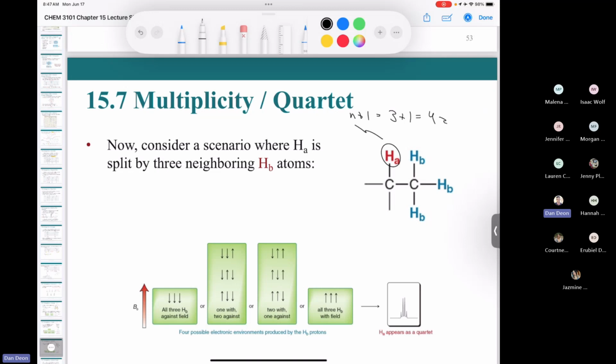And that would be a quartet. So lo and behold, if you look at HA, when it has 3 neighbors, you see a quartet. Well, where does that come from? It comes from 3 different possibilities.